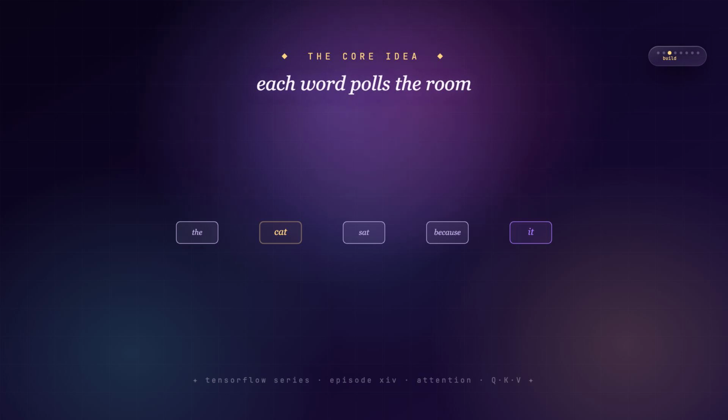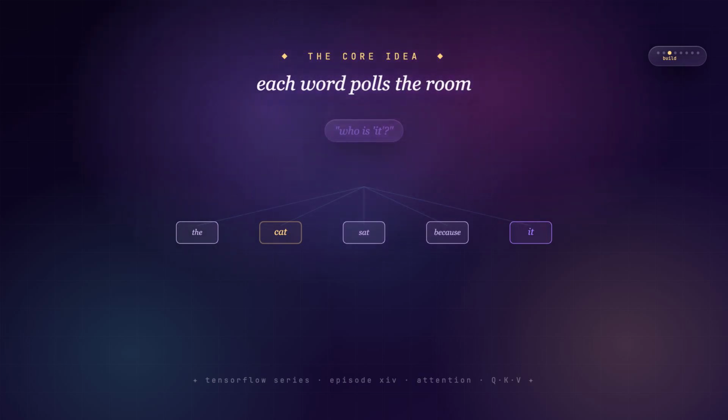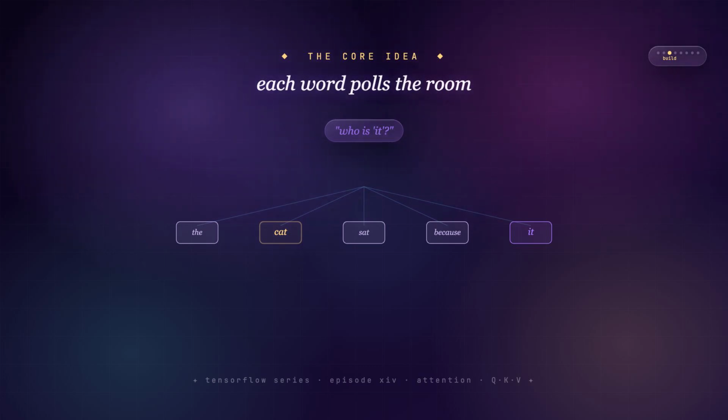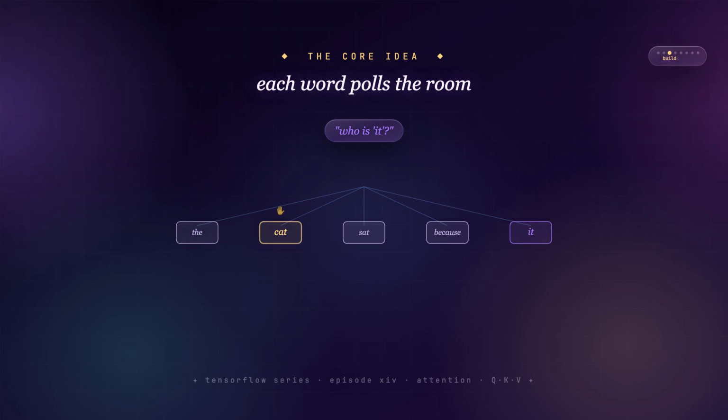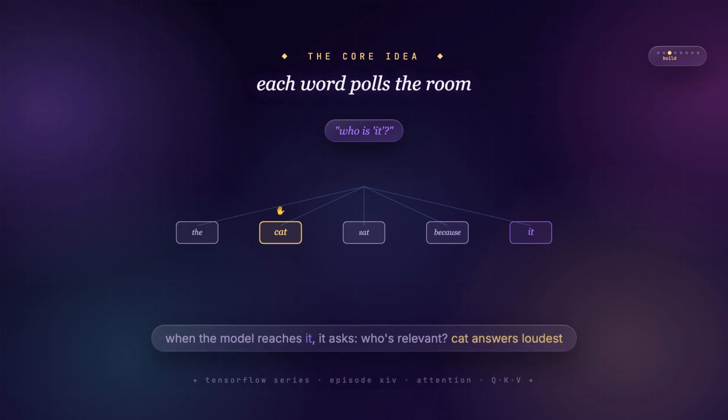Here's the core idea, and it's almost embarrassingly human. Take a little toy sentence. 5 words. The cat sat because it. When the model gets to "it," it has a question. Who is it? So it turns to the rest of the sentence and asks, literally, who here is relevant to me? Every word answers. Cat raises its hand the highest. That's attention, each word polling the room about itself.